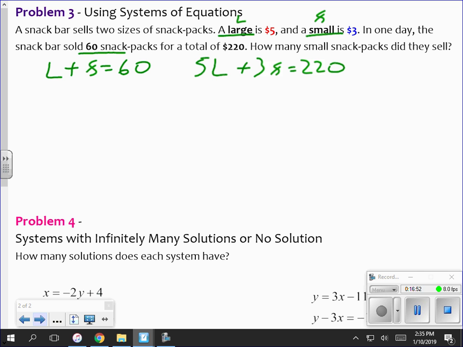That's your setup. The number of large plus the number of small equals how many you sold altogether. The price per large one times the number of large, plus the price per small one times the number of small, adds up to how much money you make altogether. Now you need to solve the system and figure out how many of each. First thing you have to do is get L or S by itself. I'm actually going to subtract S from both sides. So I get the number of large is 60 minus the number of small.